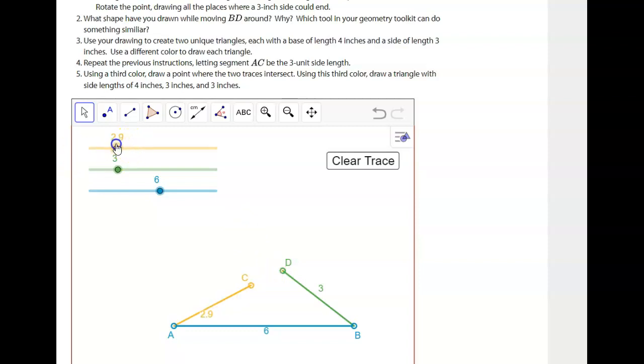Again, if I have two shorter sides, 2.3 and 3, this is not going to make a triangle. These sides will collapse, and boom, will not make a triangle. So again, the sum of the two shorter sides has to be longer than the longest side. Can't be equal to it either. Has to be longer than it.